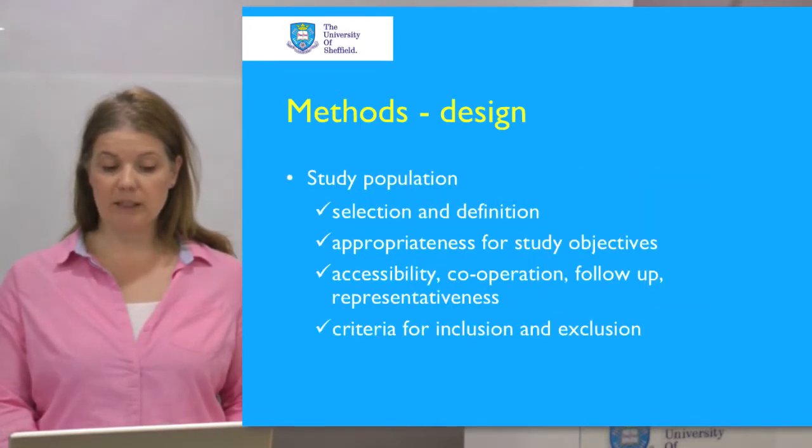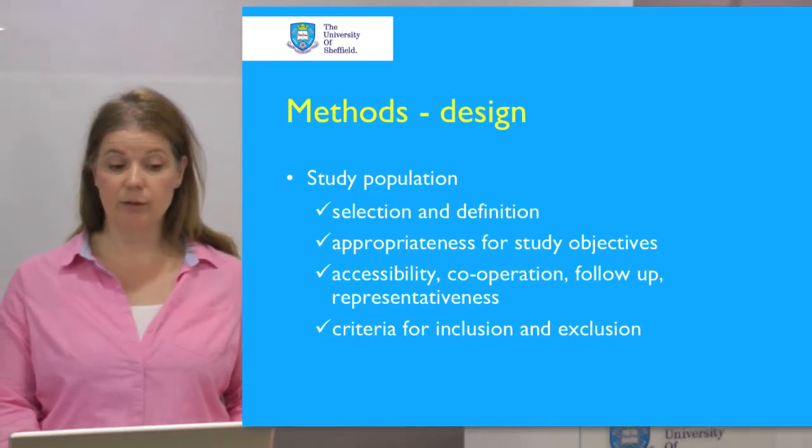In terms of the population, you need to say how you're going to select them, how they're defined, the appropriateness for the study objectives, why that particular population, how accessible they are, how you'll follow them up, how representative they are, and the criteria for inclusion and exclusion. And this is the same whether it be a primary data collection study or a systematic review. So in a systematic review, the population is actually your articles. So you'll still have how you define them, how you're operationalizing them, and how you're including or excluding those articles.